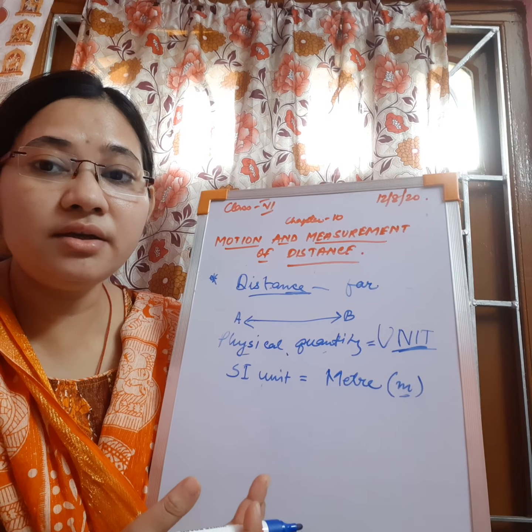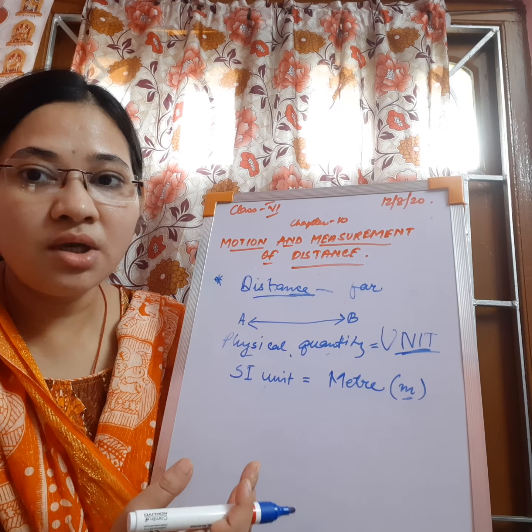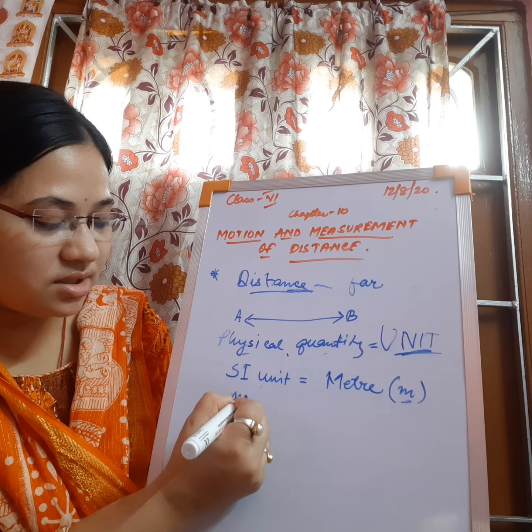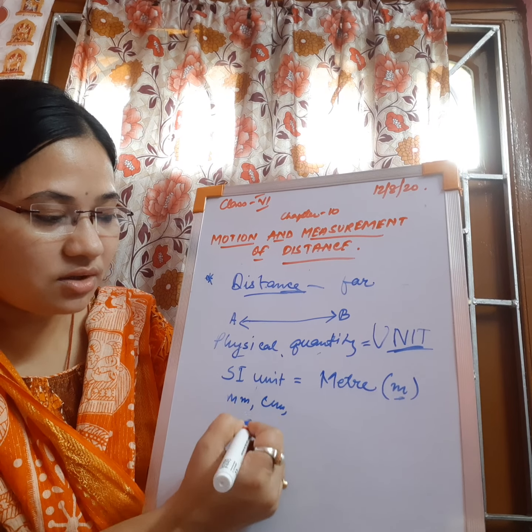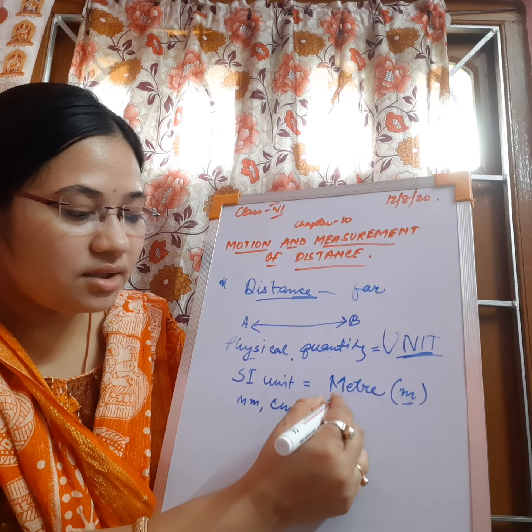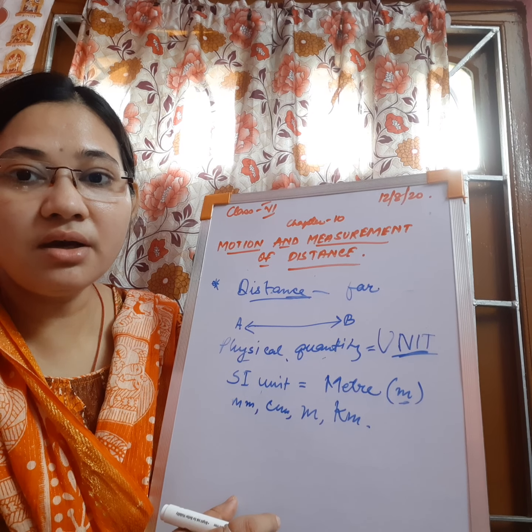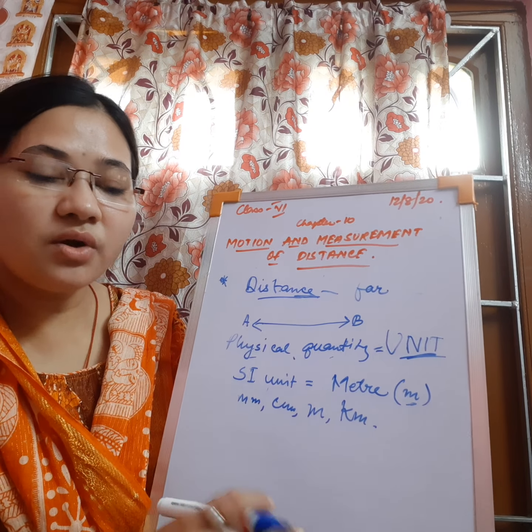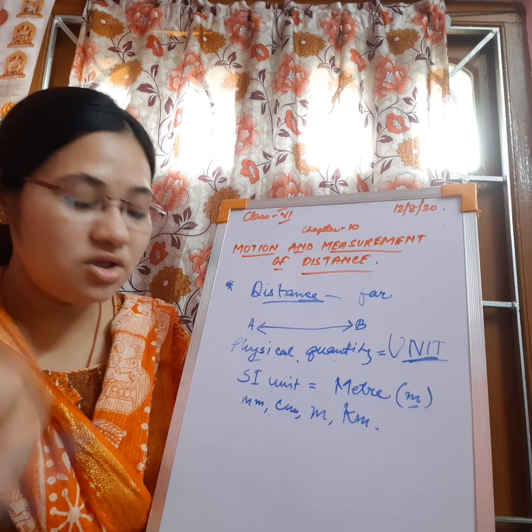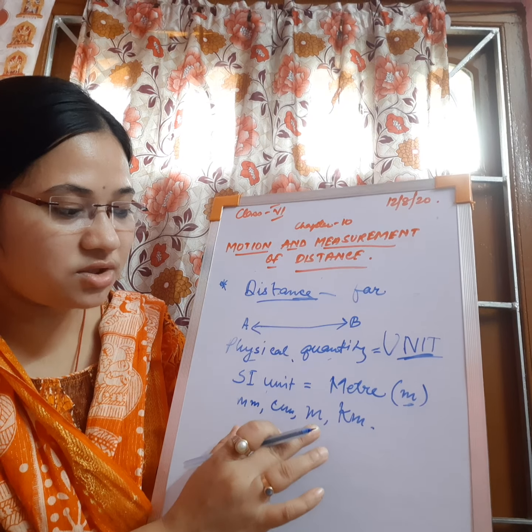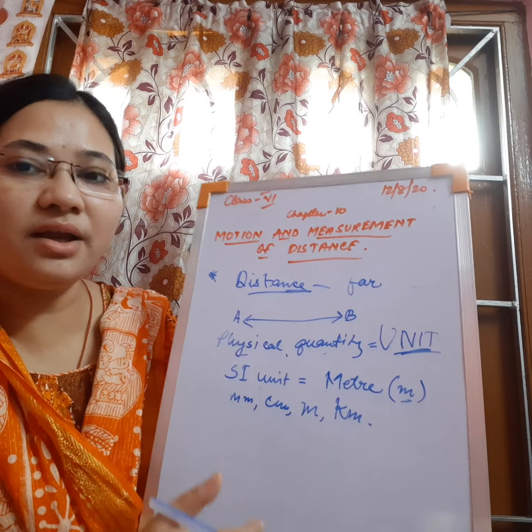Now there are other units also, smaller units, like in the case of length we know millimeter or centimeter is there. Then meter is there, then kilometer. Kilometer is a bigger unit. So in this way we can have some units to measure a physical quantity like distance.